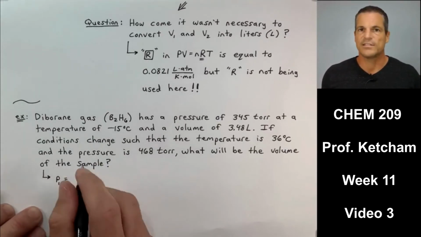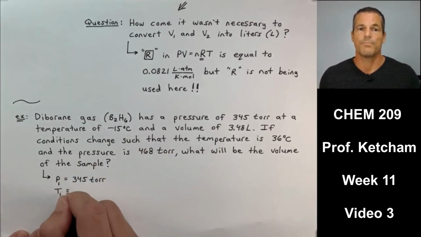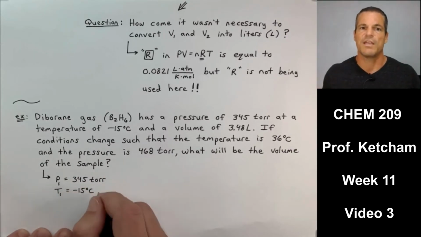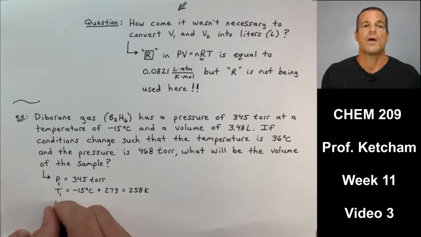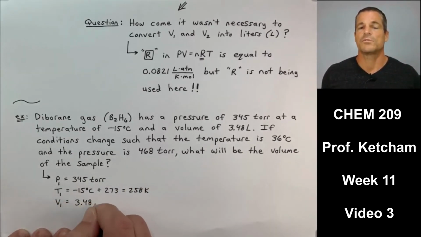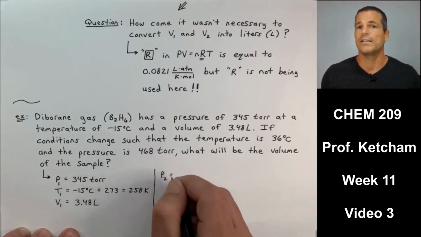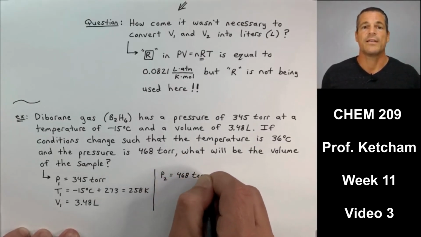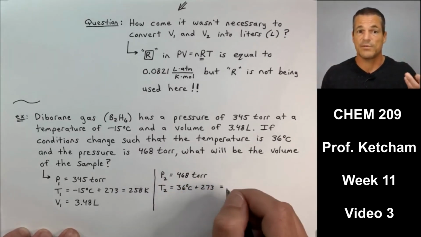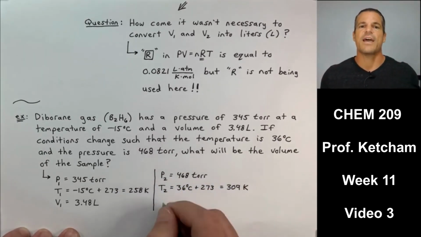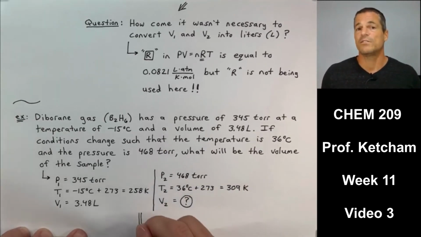Well, let's just make a list of everything that we're given here and figure out what it is that we need to solve for based on our list of all the stuff they gave us. P1, 345 torr. T1, minus 15 plus 273 equals 258 K. V1, 3.48 liters. Well, they also had if conditions change. That was the actual wording. Such that. So now I have a T2, a P2, and I have to solve for V2.